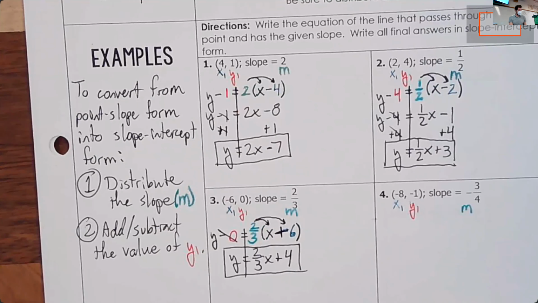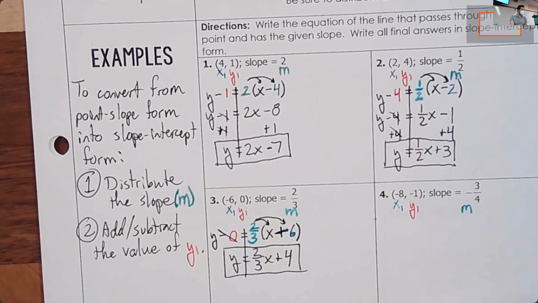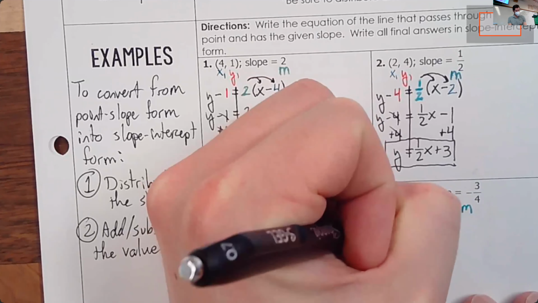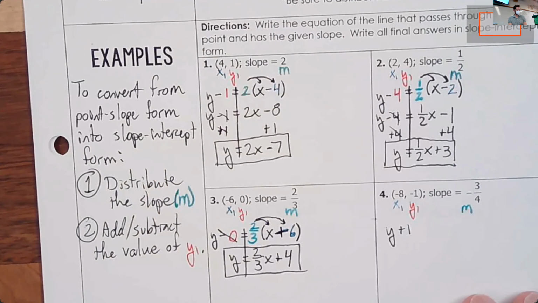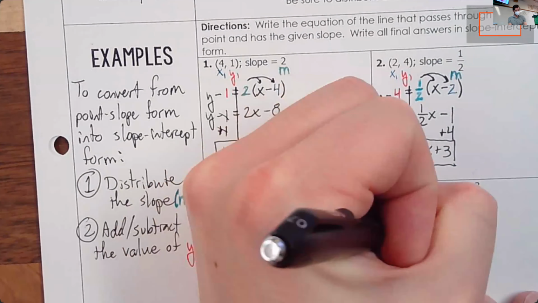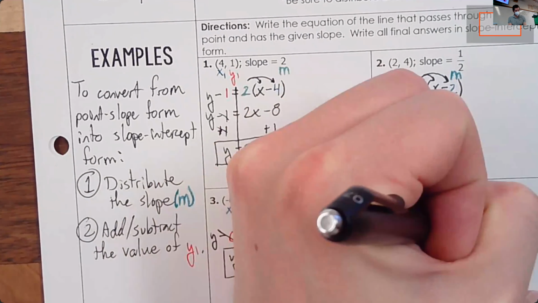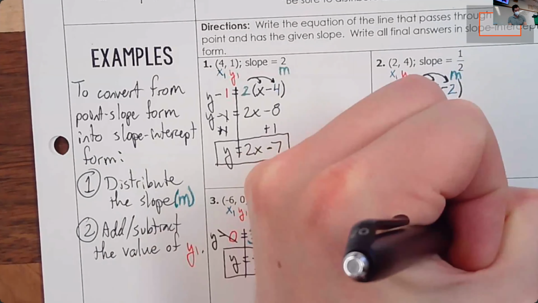Now, because both of our values of x1, y1 are negative, instead of writing y minus -1, we're going to write y plus 1 equals -3/4 and then in parentheses times x. Instead of writing minus -8, we're going to write x plus 8.